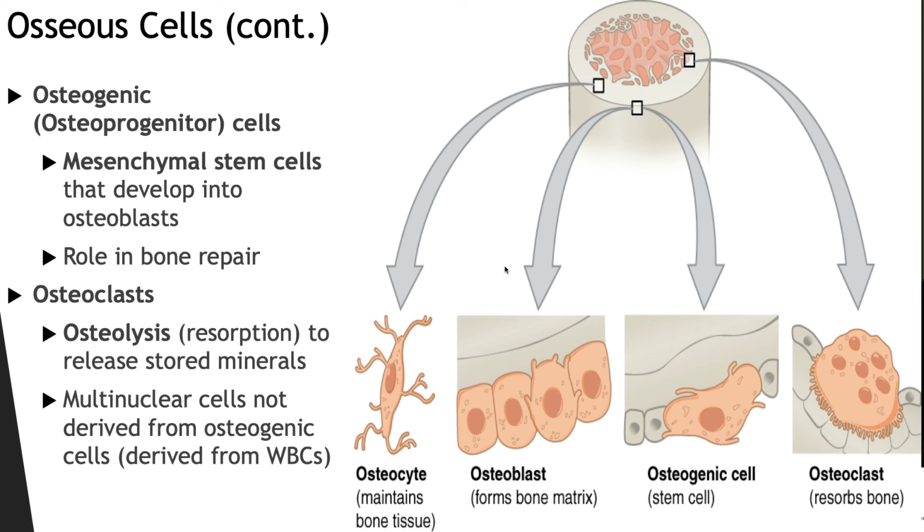Osteoclasts are not related to osteoprogenitor cells or their descendants. Instead, they're derived from the same stem cells that produce phagocytic white blood cells called monocytes. Acids and proteolytic enzymes secreted by osteoclasts help to dissolve the matrix and release stored minerals that are within bone. And this process is called osteolysis or resorption, and it's important for bone remodeling.